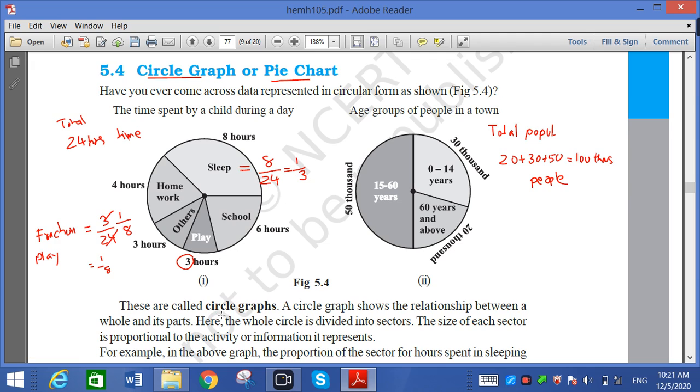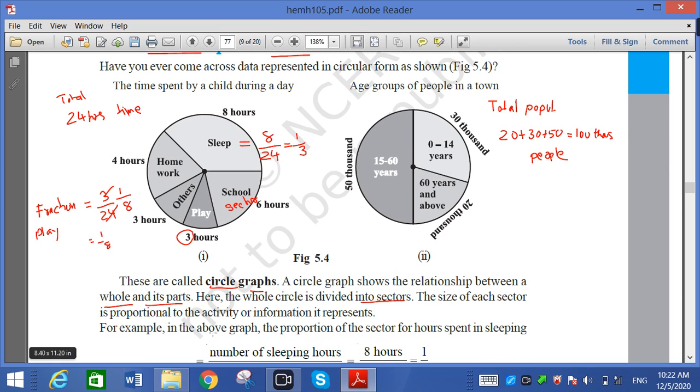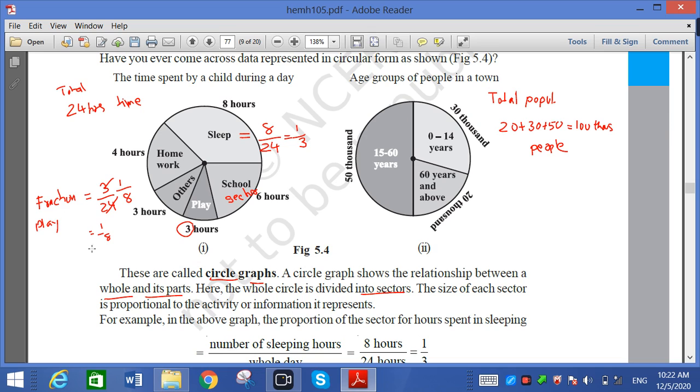This is called a circle graph. A circle graph shows the relation between the whole and its parts. The whole circle is divided into sectors. The size of each sector is proportional to the activity or information it represents. For example, in the above graph, the proportion of the sector for hours spent sleeping is a fraction, or we can say a proportion.